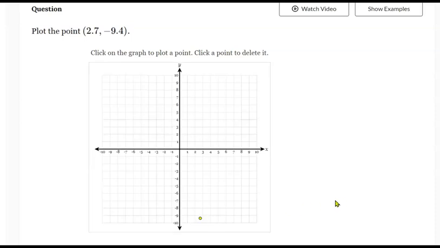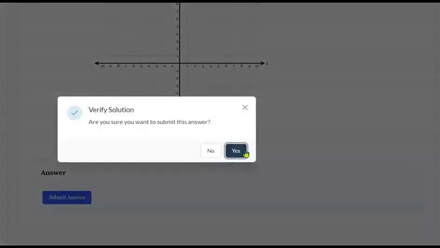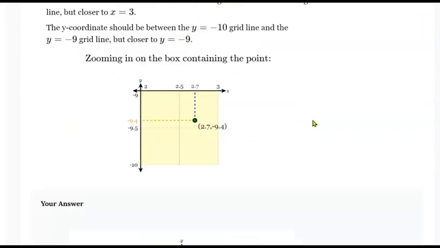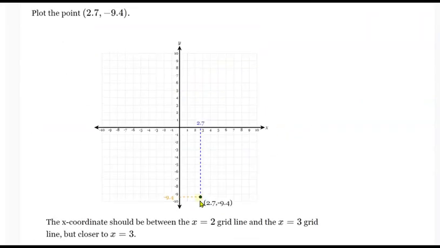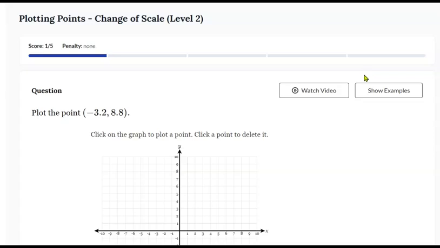So once I click, the yellow point will appear. I scroll down to submit my answer, and it will show me if I'm approximately in the right location. So here it is. The green dot is their dot, and my yellow dot is underneath. So I'll show you what happens if you're not correct.